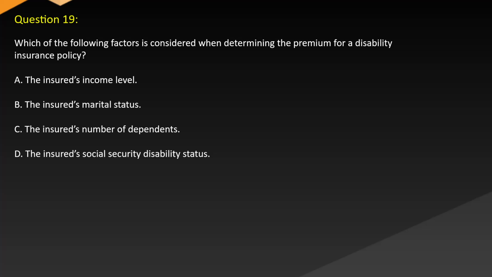Question 19. Which of the following factors is considered when determining the premium for a disability insurance policy? A. The insured's income level. B. The insured's marital status. C. The insured's number of dependents. D. The insured's social security disability status.